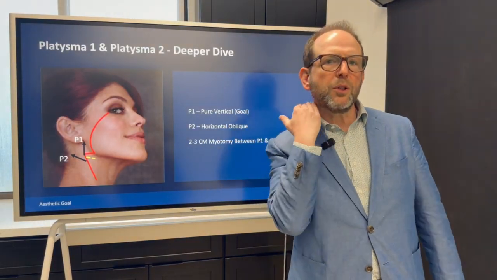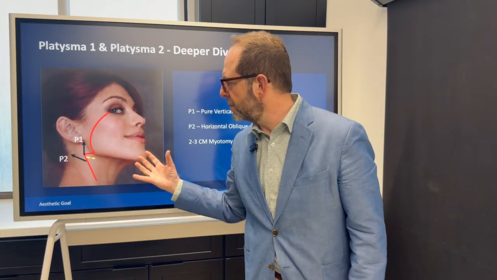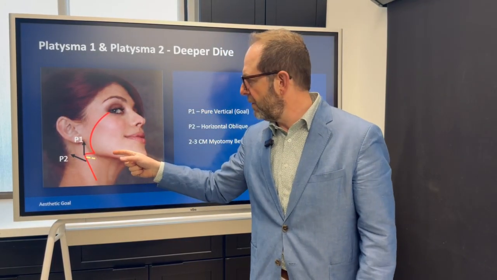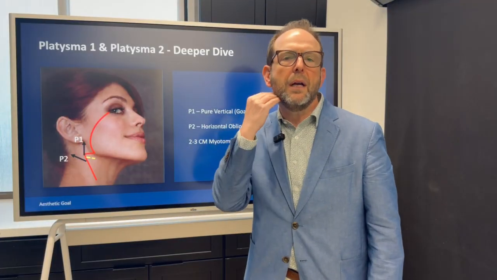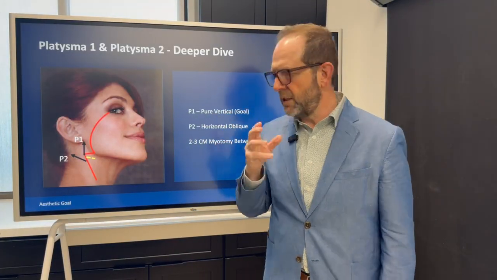Platysma 2 goes almost straight back. So again, platysma 1, enhancing the gonial angle. Platysma 2 is pulling tissue out of the cervicomandibular angle break point, creating a nice hollow there, defining the jaw.